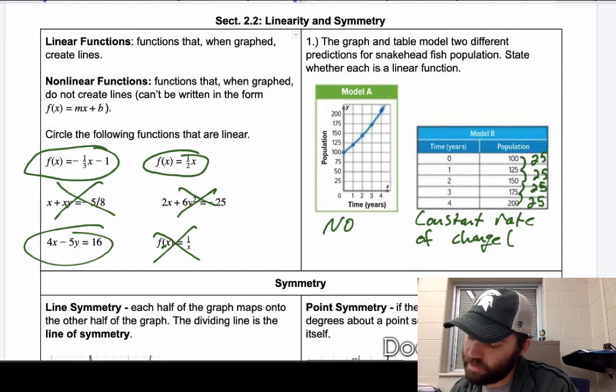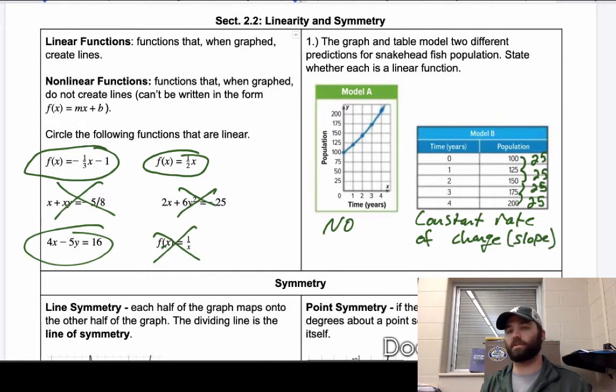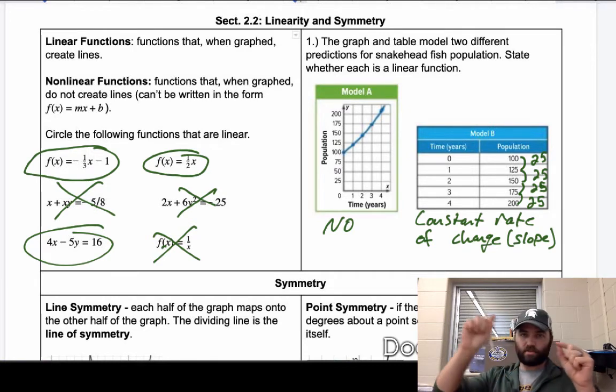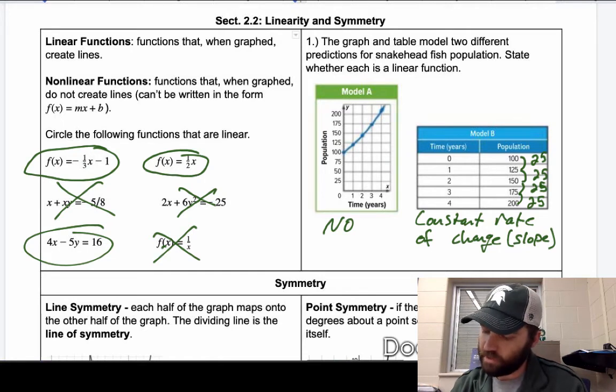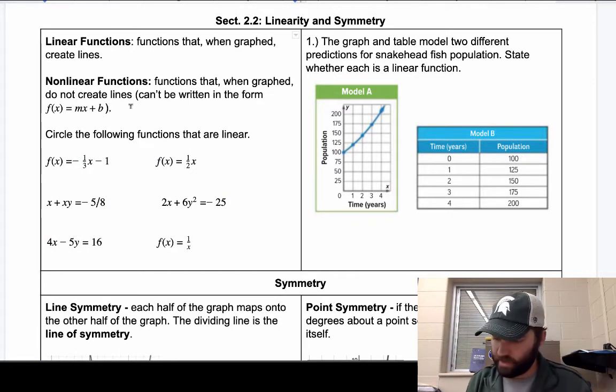Okay, that means constant slope. Rate of change is the same as slope. So it has a constant slope, constant rate of change. Therefore, it is a linear function. If you were to plot all of these points, you would get a straight line if you were to connect those dots. Okay? All right, so that's the linearity piece of this lesson.